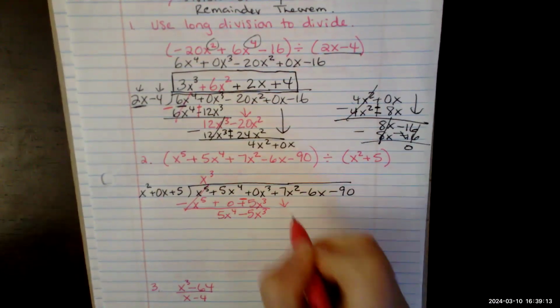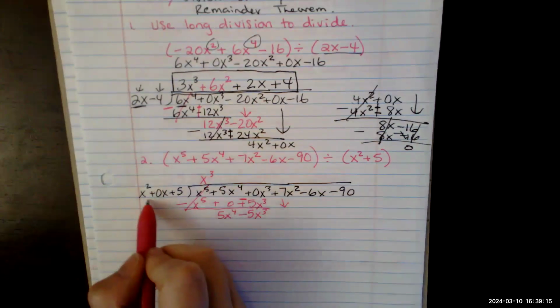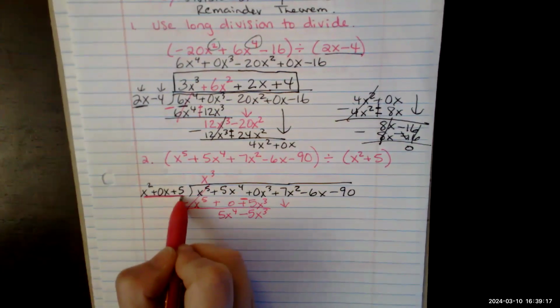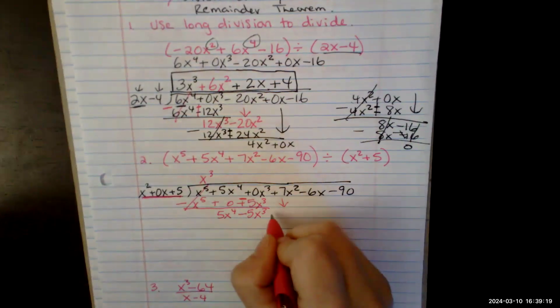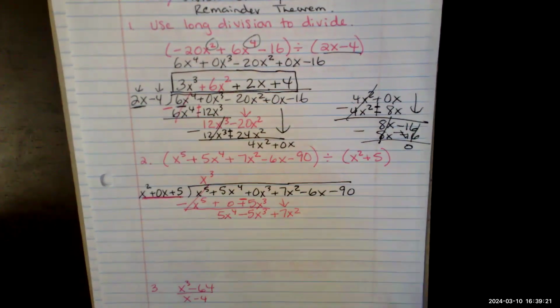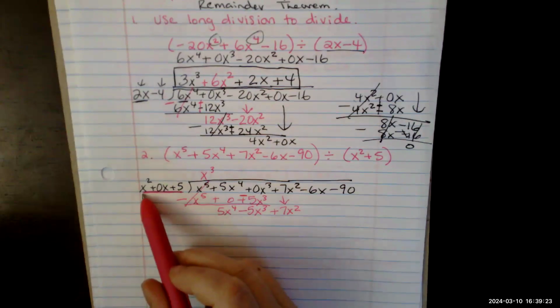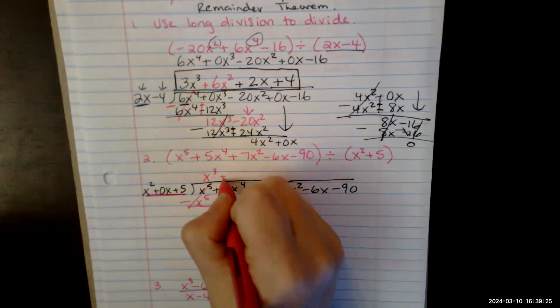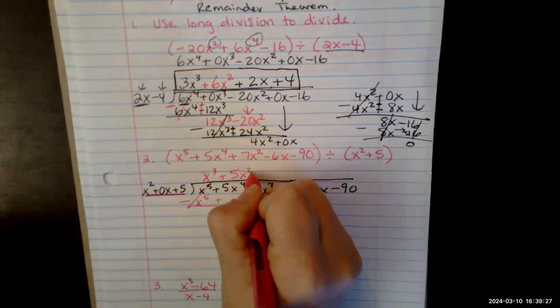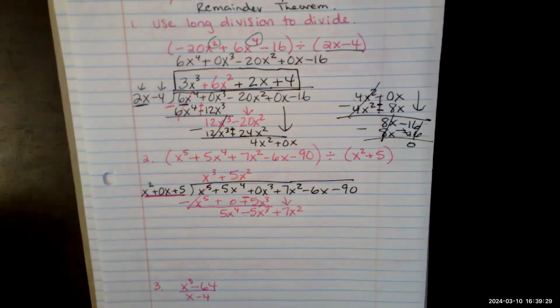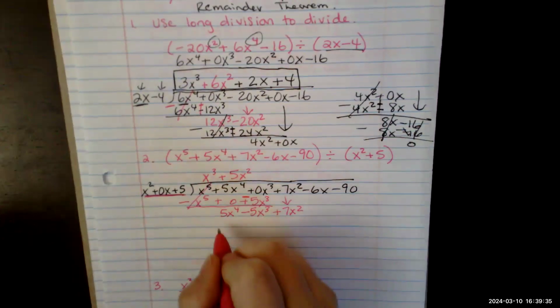I'm going to bring down the next, which seems weird because it's going to give us 3, but that's fine this time because we have 3 on the outside. So we want 3 terms each time. So now x squared times what would give me 5x to the fourth? Well, this time we do need the 5, and we also need 2 more x's. So I'm going to multiply by 5x squared.